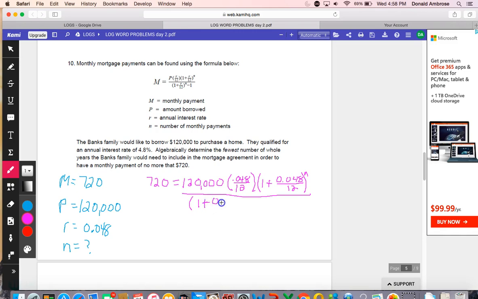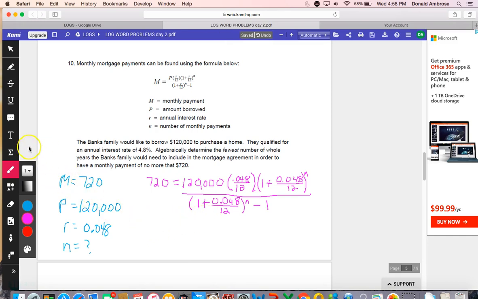that's 0.048 over 12, and that's raised to the nth power. And then we have to subtract 1 from that. Right. So that's our equation. We have it all set up.